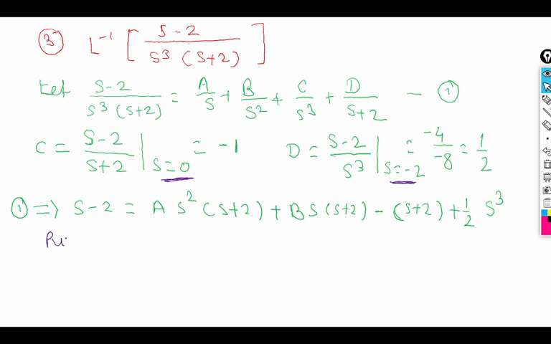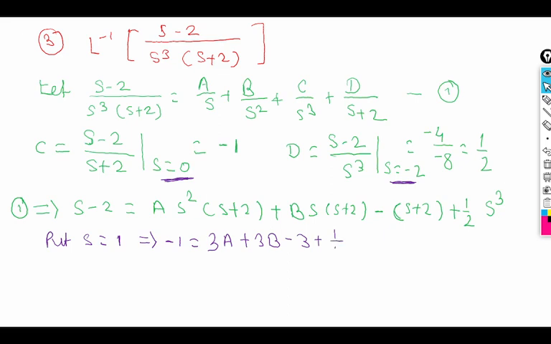So 0 is used, and the next simplest values are plus 1 and minus 1. So we'll replace that. If we put s equal to plus 1, we get one equation, and if we put s equal to minus 1, we get another equation. You'll observe when s is 1, you get minus 1 is equal to 3a plus 3b minus 3 plus half.